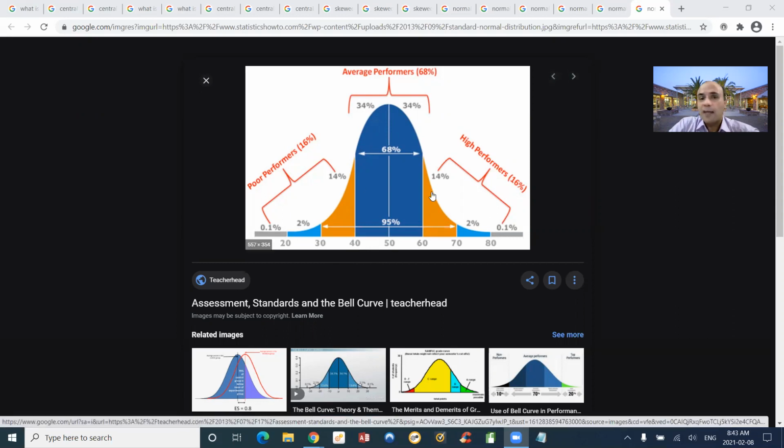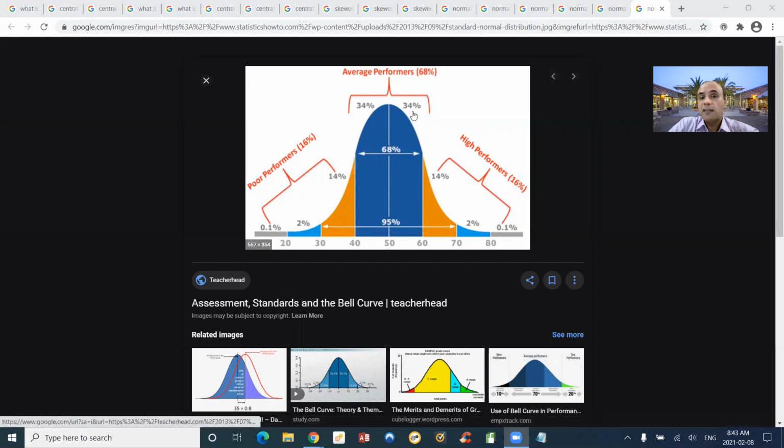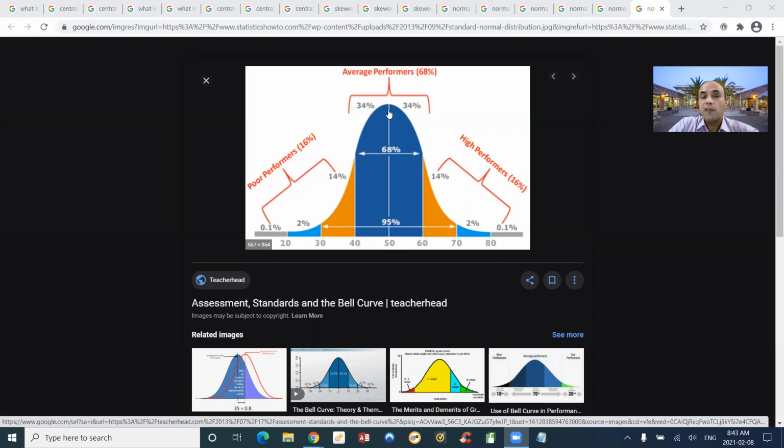What does this one say? It says that when you take a look at the performance of the students inside the class, you can see that a majority of the students are actually average performers. So you're going to have close to 68% of the students hitting the 50% mark, with 34% on the positive side and 34% on the negative side.